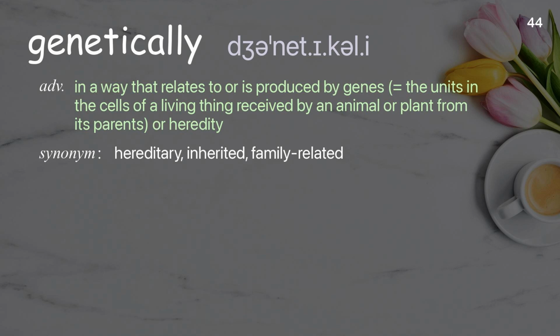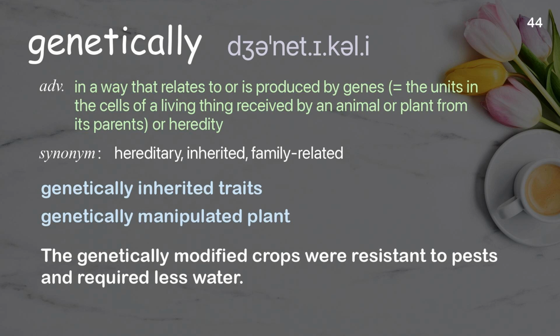Genetically: In a way that relates to or is produced by genes, the units in the cells of a living thing received by an animal or plant from its parents, or heredity. Examples: Genetically inherited traits. Genetically manipulated plant. The genetically modified crops were resistant to pests and required less water.